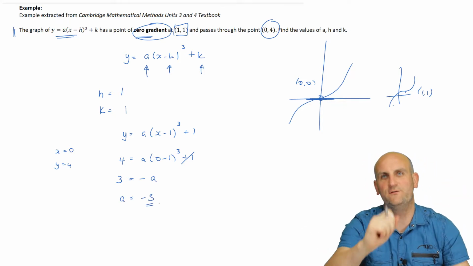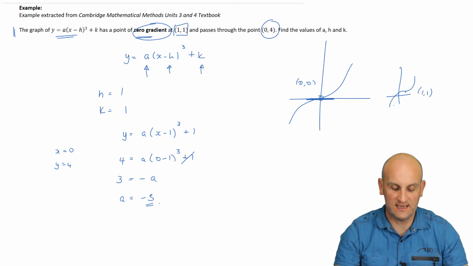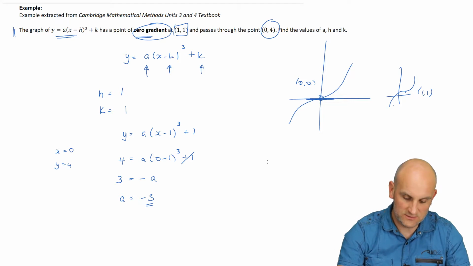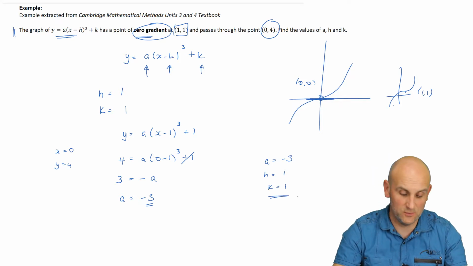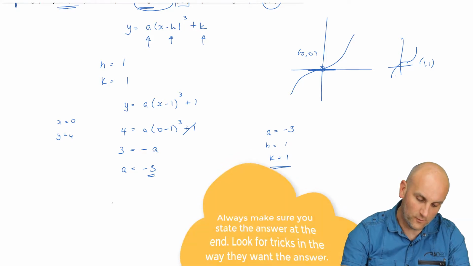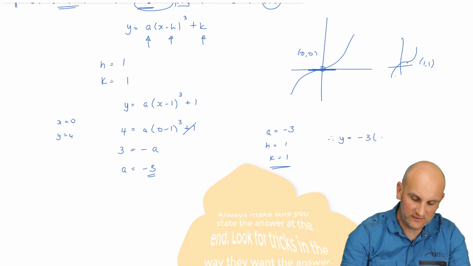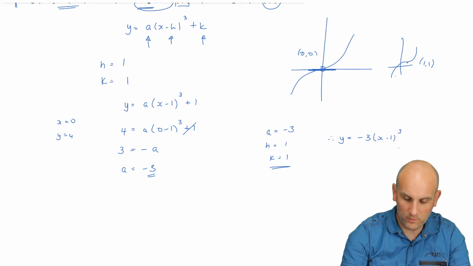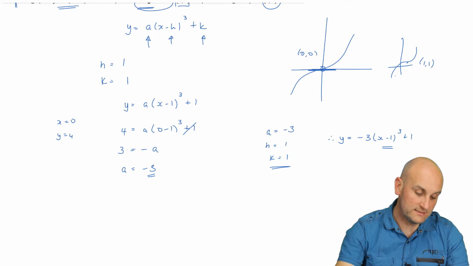I move on, and thank you very much, don't I? No. Because the question said find the values of a, h, and k. And so in this situation you say a is equal to minus 3, h is equal to 1, and k is equal to 1. And my advice to you is just hedge your bets and say, therefore, y is equal to minus 3(x minus 1) cubed, plus 1. Not going to hurt to put that down as well. All right, so that was that.